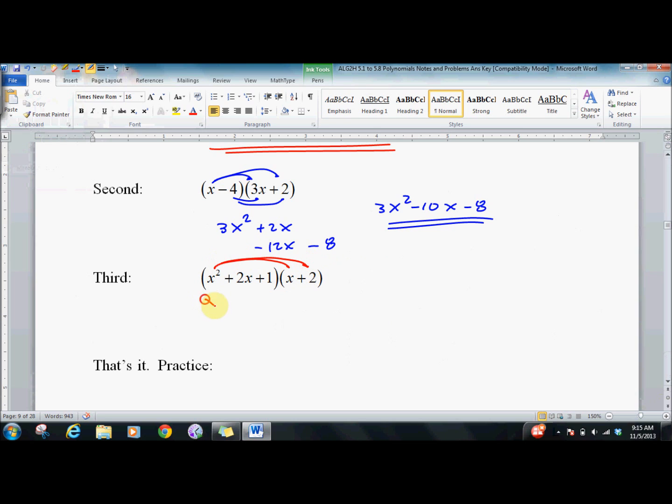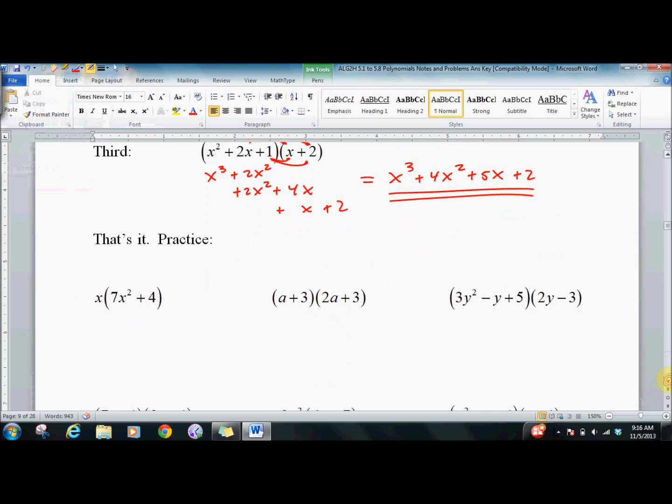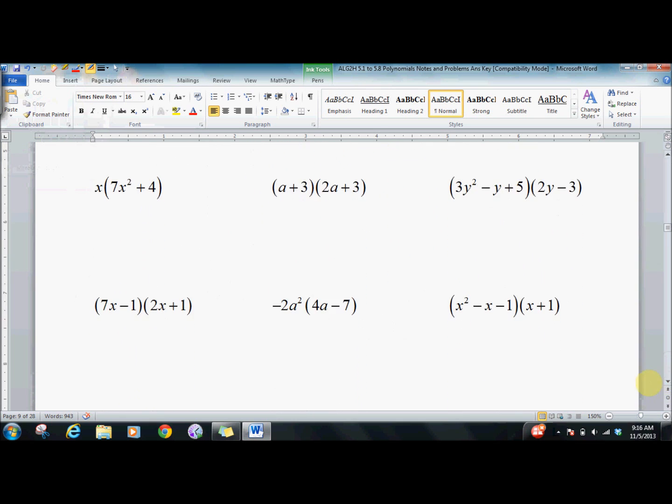Do these. X to the third plus 2x squared plus 2x squared plus 4x plus x plus 2. Then just add them up, make sure they're in order. So that's really it. Hopefully you've seen all this before. Go ahead and practice these 6 problems, and I'm going to try and go through and do them as quickly as I can, but at the same time I don't want to make a mistake, so got to be a little patient.